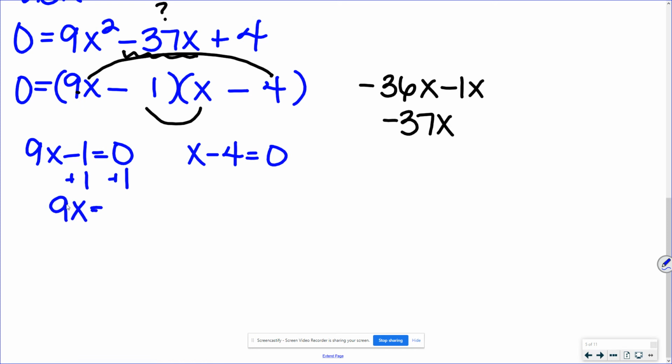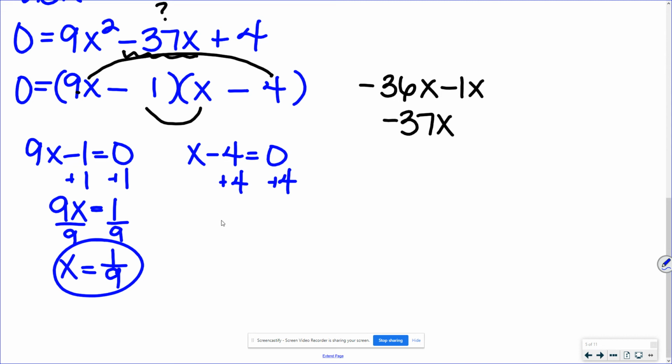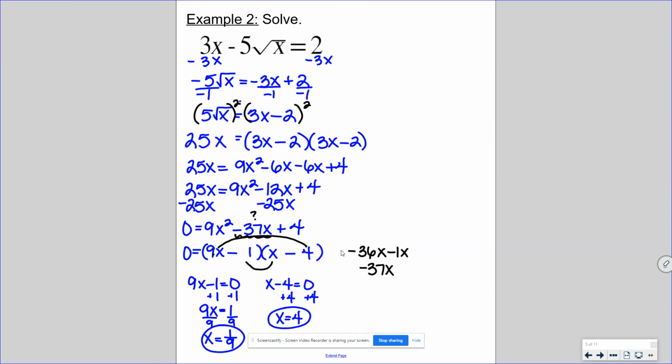For the first equation, our last step is to divide by 9, but we can't divide 1 by 9, so we're just going to leave it as 1/9 rather than a decimal. And the second equation is going to solve to x equals 4. Okay, you know the drill at this point. The last step is to check your work. So we're going to check and see if 1/9 is actually a legit answer. So that means plugging in 1/9 everywhere you see an x.